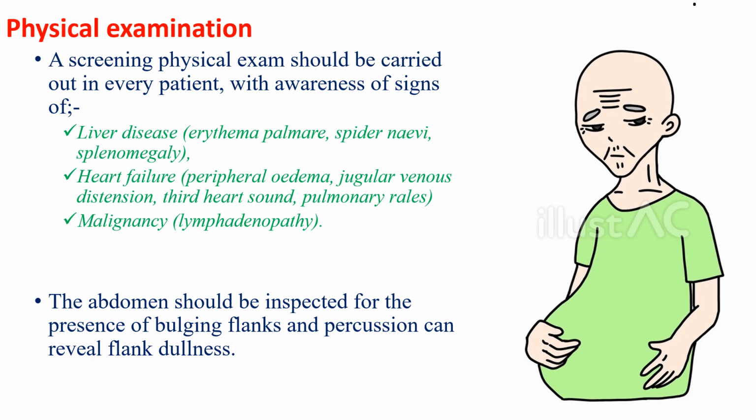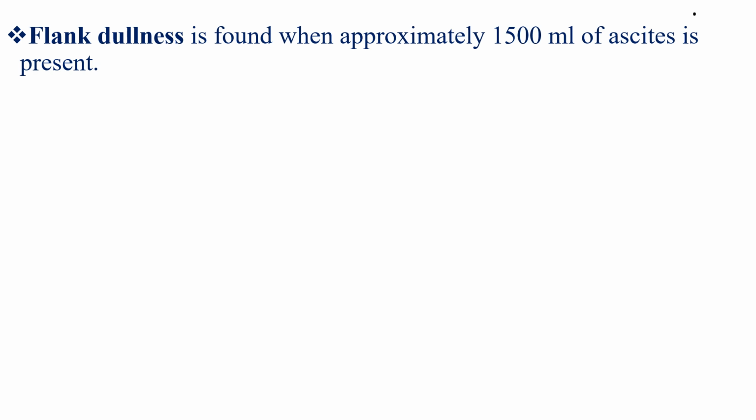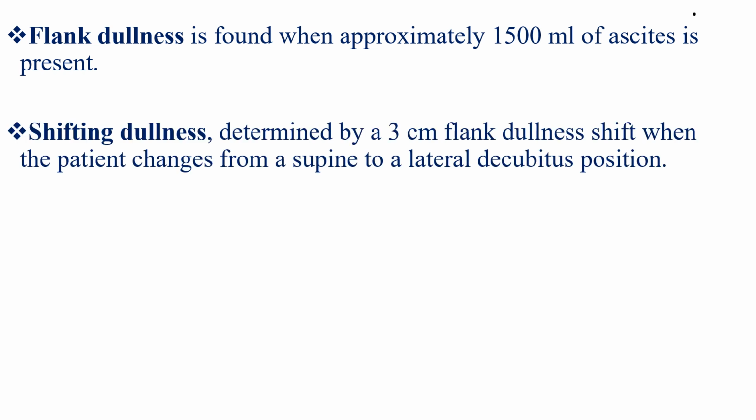The abdomen should be inspected for the presence of bulging flanks and percussion, which can reveal flank dullness. Flank dullness is found when approximately 1,500 ml of ascites is present. Shifting dullness is determined by a 3 cm flank dullness shift when the patient changes from supine to a lateral decubitus position.